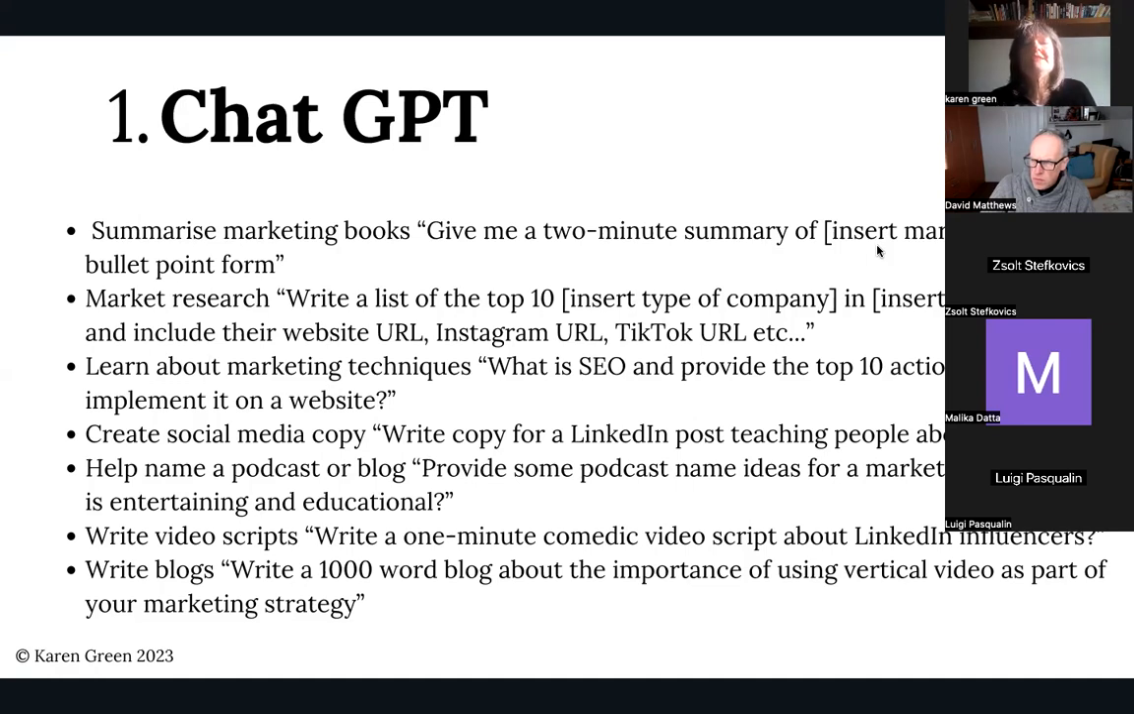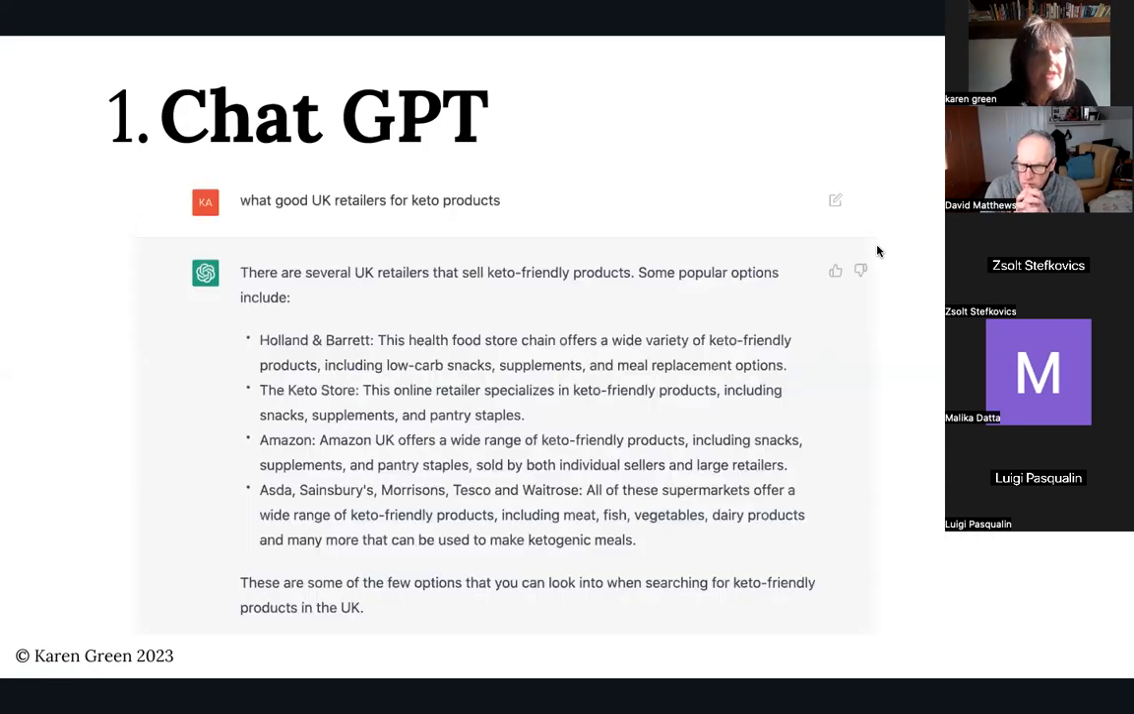Market research. Now, this is where it starts to get a little bit tricky, because I actually did put in a request. In fact, I think I've got it on the next page. What are good UK retailers for keto products? And it came back with what I thought was not a bad answer: Holland & Barrett, Keto Store, Amazon, the usual suspects, Asda, etc.